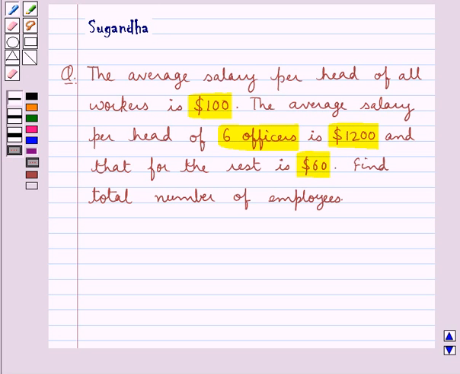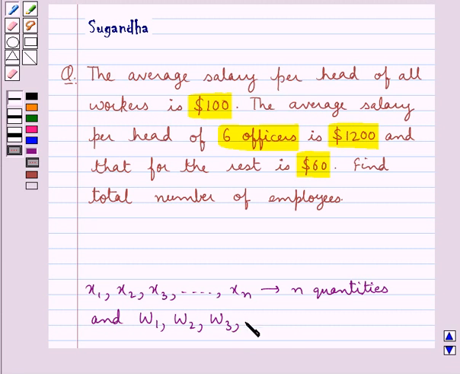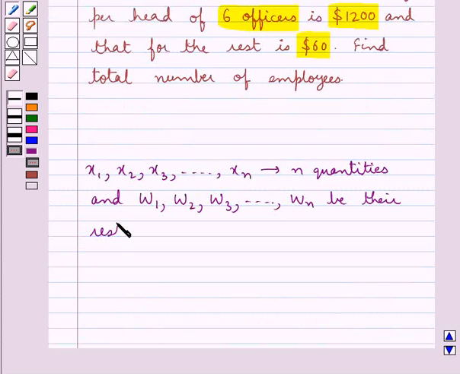Let us first discuss the formula for the weighted arithmetic average. For this we consider x1, x2, x3 and so on up to xn be n quantities and w1, w2, w3 and so on up to wn be their respective weights.